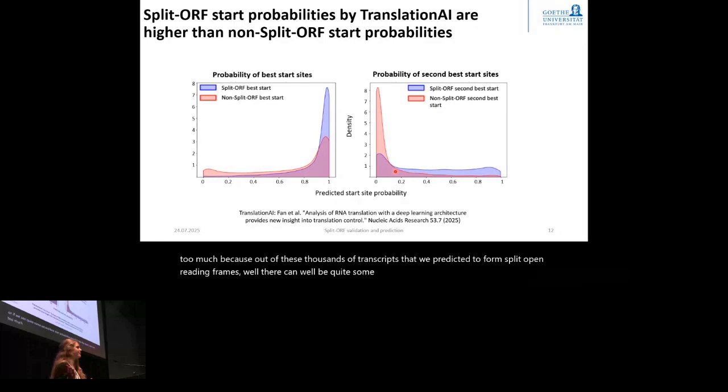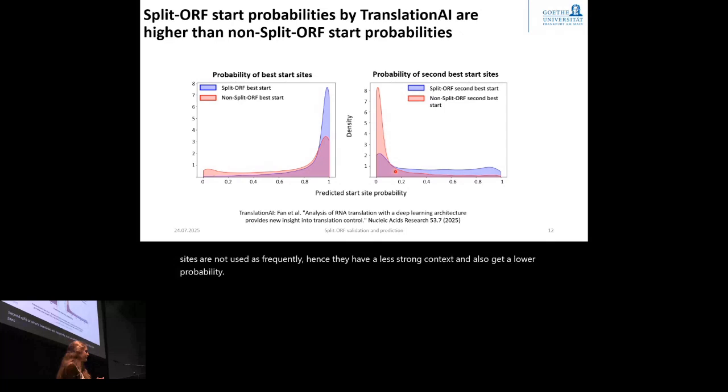Another reason for this might be, if you think back about this example of SRSF7, the second split-orf was translated less frequently. So it can also be that the second best start sites are not used as frequently. Hence, they have a less strong context and also get a lower probability.